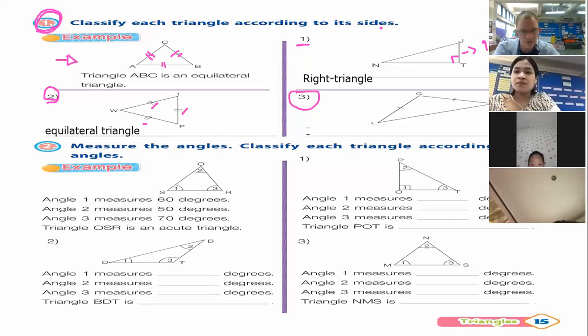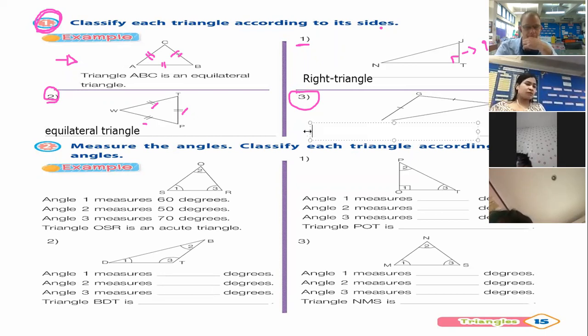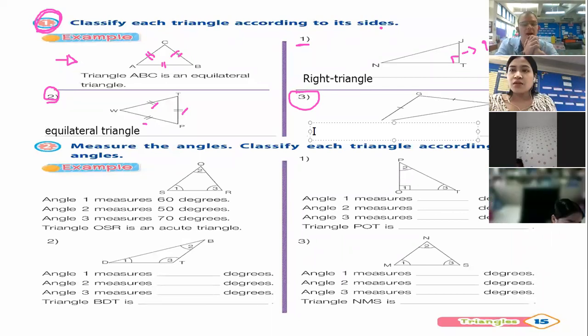What do we think is the name of this triangle? You can tell me. It's an interesting word. Anyone? Number 3. What's the name of number 3? You can tell me. Student, can you try? Acute. Starts with an I.